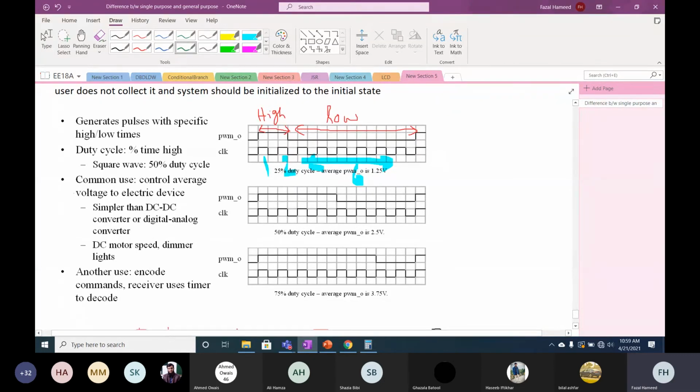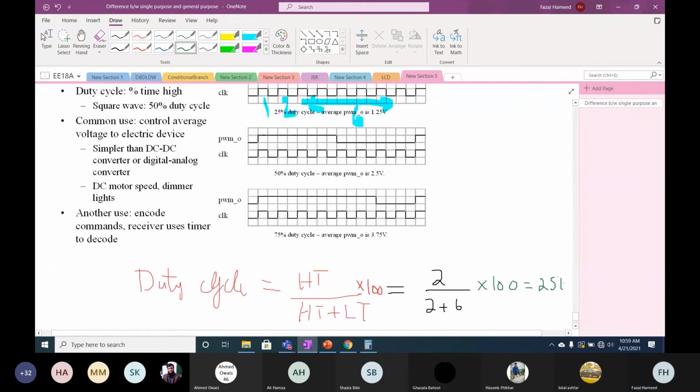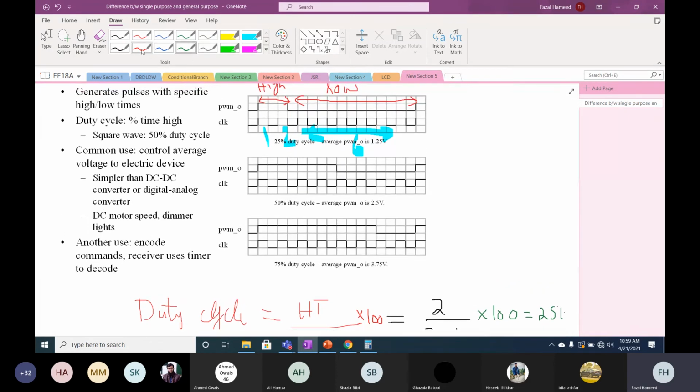Okay. Now you have a square wave. A typical clock is a square wave, so the high time is equal to the low time. In this second example of the PWM signal, you have high time and low time, they are equal. So this is 4 clock pulses and 4 clock pulses. It means it's 4 divided by 4 plus 4, multiplied by 100, is equal to 50.